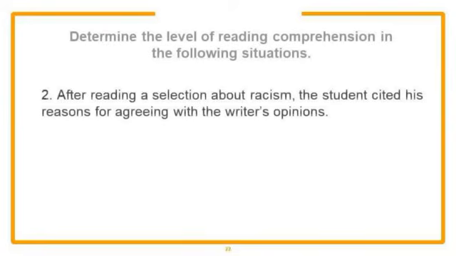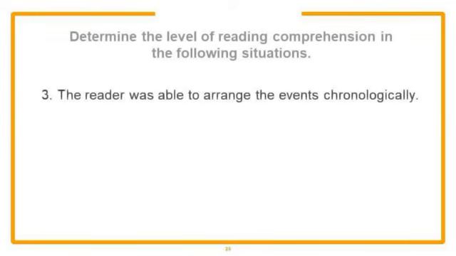Number 2. After reading a selection about racism, the student cited the reasons for agreeing with the writer's opinions. The correct answer is critical analysis, because the student was able to determine whether he agrees or disagrees with the writer's opinions. Number 3. The reader was able to arrange the events chronologically. The correct answer is literal comprehension.